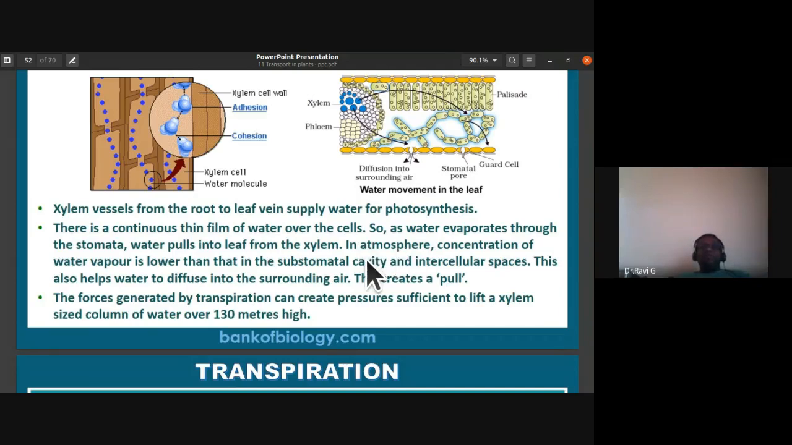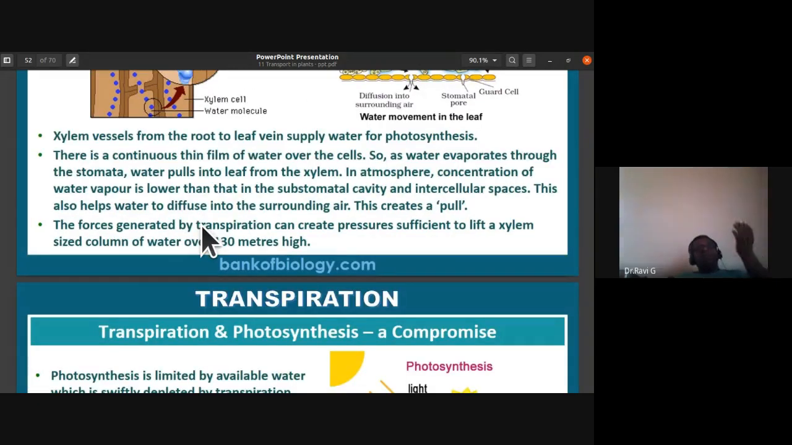In the atmosphere, the concentration of water vapor is lower than in the substomatal cavity and intercellular spaces. This also helps water to diffuse into the surrounding air, so that creates a pull. See, the surrounding air has a lower concentration of water vapor compared to the substomatal cavity and intercellular spaces. So there is a gradient, and this also helps the water to diffuse into the surrounding air, thus creating a pull.